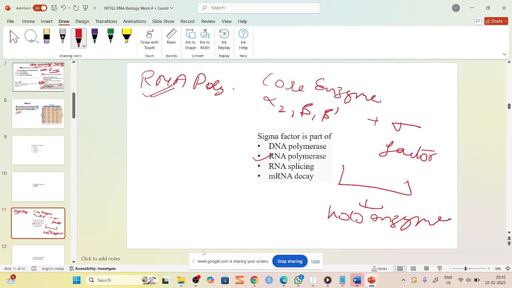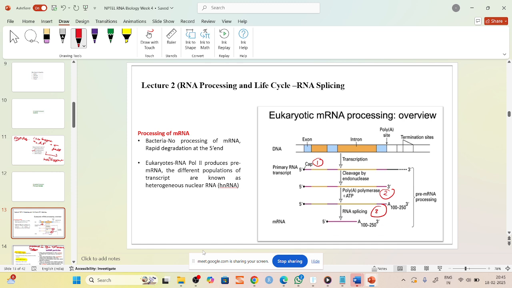Then we did some questions. Then we came to lecture 2, where we talked about RNA processing. What are the different RNA processing events that take place after the formation of the primary transcript? This is a primary transcript. Either of the strands takes part as a template for transcription to take place. First, there is 5 prime capping, then there is 3 prime poly A tail addition, and then there is splicing. This is sequential: capping, tailing, and splicing.